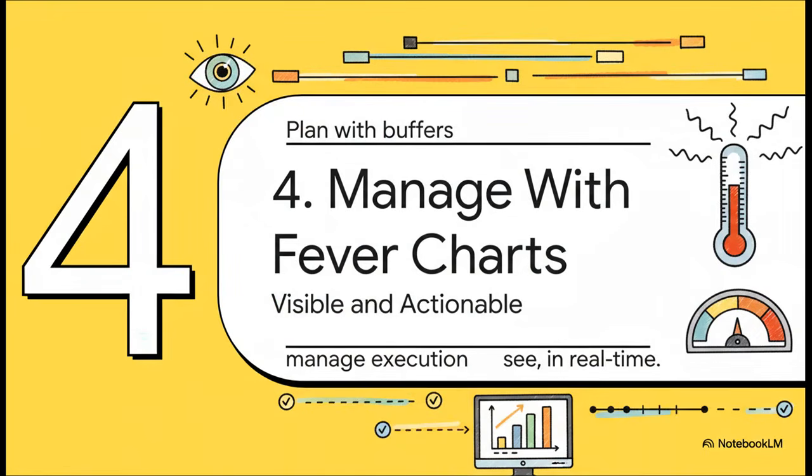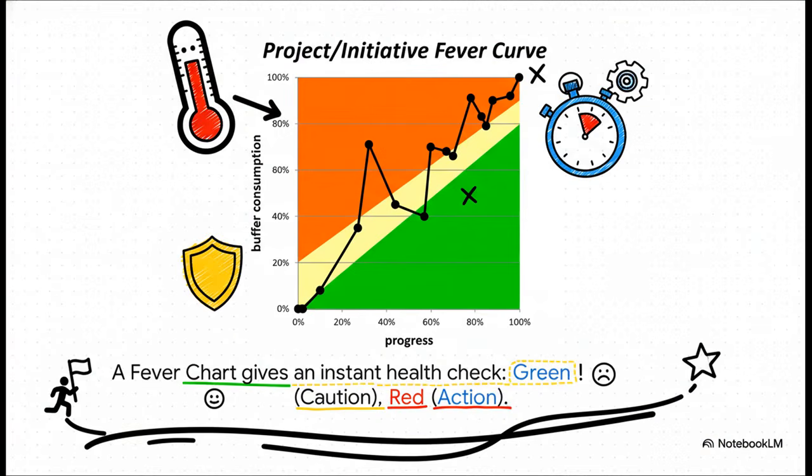So now we have a solid plan, and we've got buffers to protect it. But how do we track things day to day? How do we know if we're on track or if we're in trouble? We need a really simple way to make the project's health visible to everyone. And this is your new best friend. It's called a fever chart.